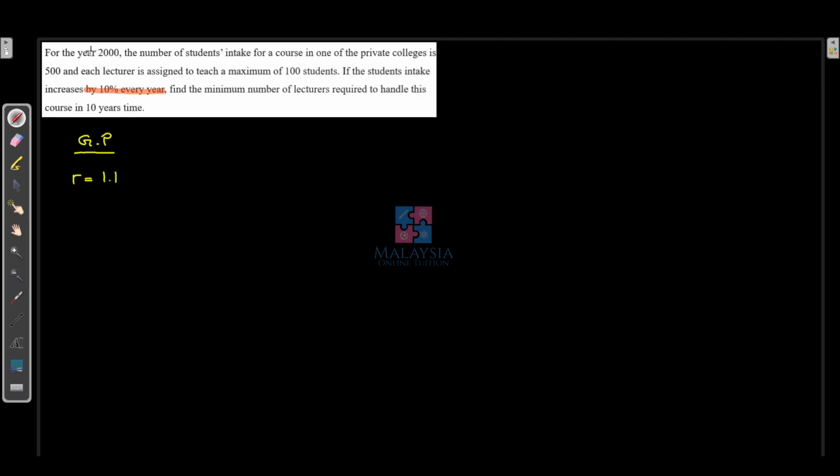So for the value of A, the value of A is the year 2000. So we can say T1 equals A, which is year 2000, so that is going to be 500 students. Now we want to know in 10 years' time, meaning what it is in year 2010. So we can write T10. What is T10? 500 times 1.1 to the power of 10 minus 1, which is 9.